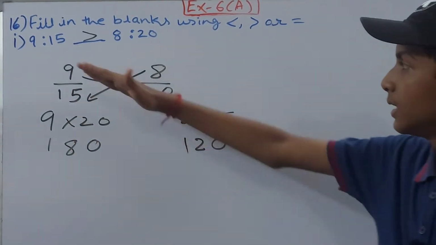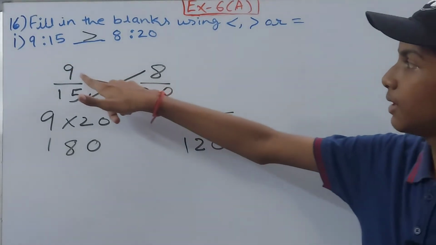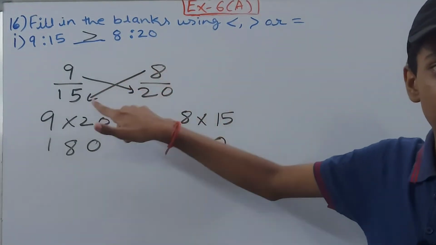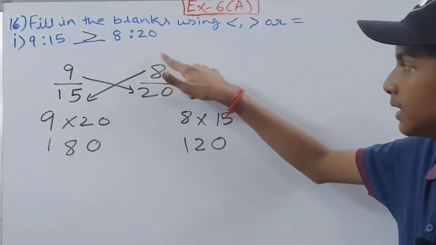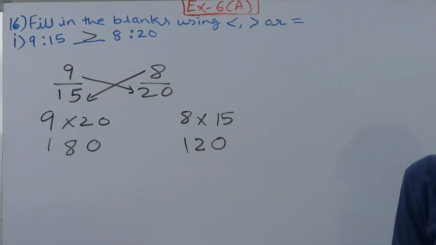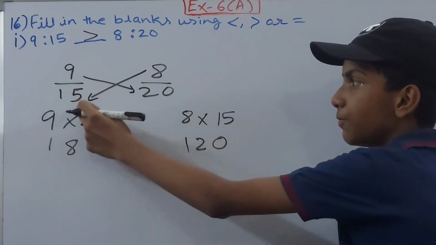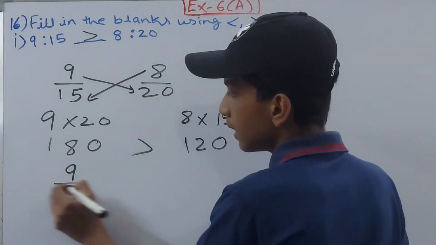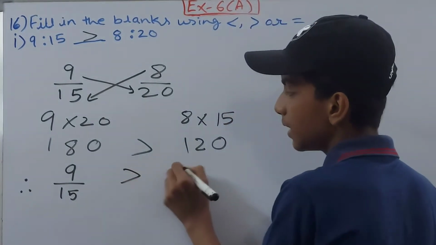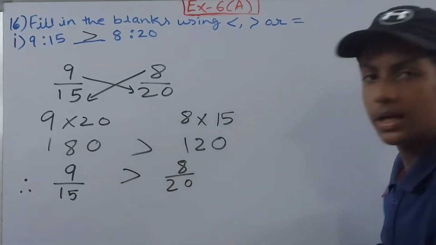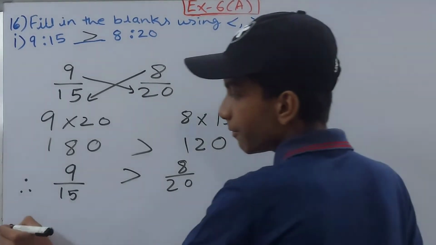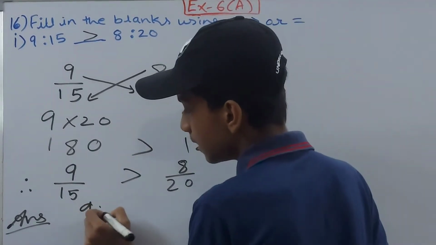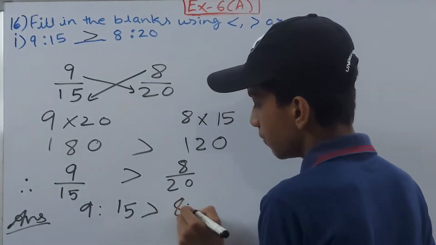So this means what? Whenever this way we get our answer greater than that, then this fraction is greater than this fraction. If this product is greater than this product, then this fraction is greater than this fraction. So basically we can say here that 9/15 is greater than 8/20. Alright, and again we will convert this into our final answer. Now we write it in ratio form. So we'll have 9:15 is greater than 8:20.